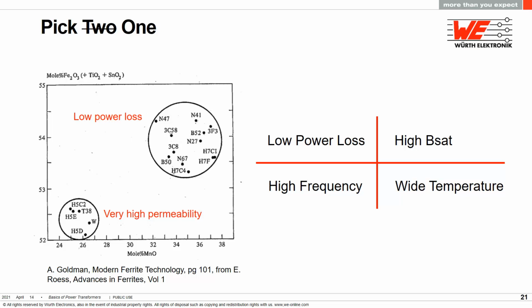However, all is not lost. In reality, you often only need one of them to be the best. An example would be a high-frequency transformer. In all likelihood, it'll be core loss limited, so a high BSAT is irrelevant.